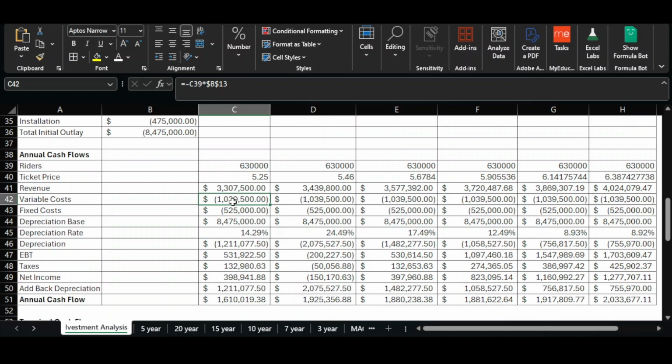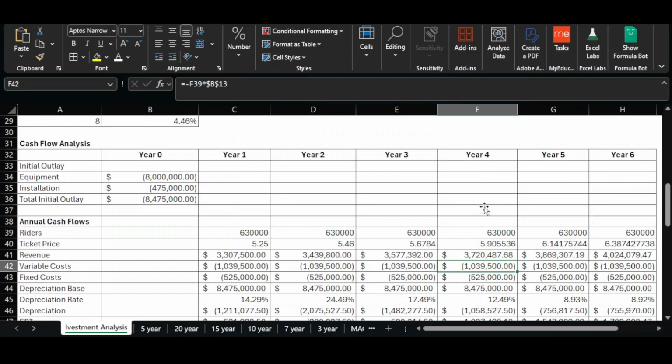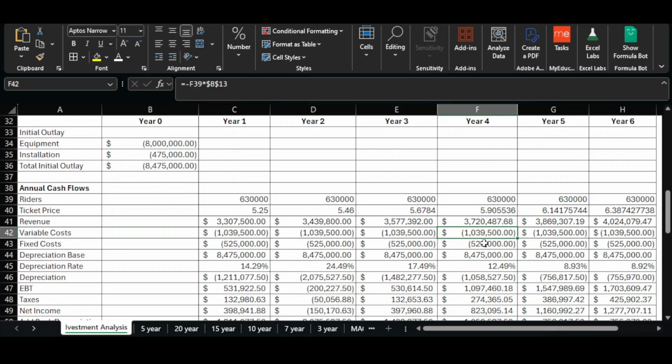Sorry, this is a cost, so it's always going to be a negative. Okay. And everything else is going to follow the same measure accordingly. You'll see that in year 4, it also follows that it's going to be a product of the per rider variable cost multiplied by the number of riders in total for that particular year. And they will all have the same number of riders per year.